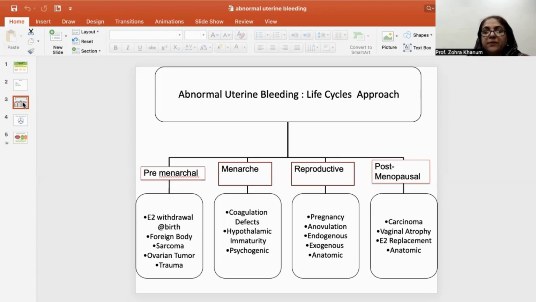And at the menarche, it takes some time to have a regular cycle, but because of certain problems, there may be abnormal bleeding that may be related to coagulation defects, or to hypothalamic immaturity, or it may be psychogenic. But the most common presentation is during the reproductive years. And in reproductive years, if the patient is married, we have to keep in mind the abnormal bleeding may be due to some complication relating to pregnancy.